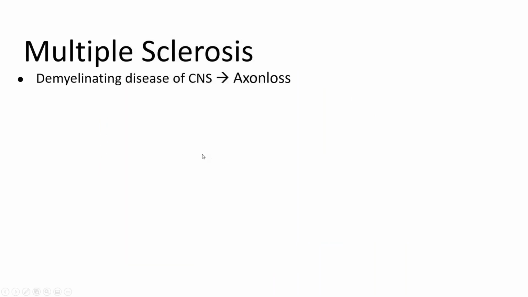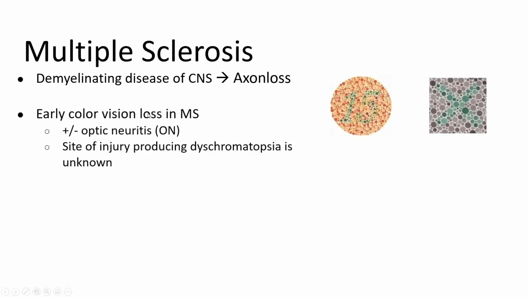Like I mentioned earlier, multiple sclerosis is one of the few conditions where color vision is routinely evaluated in our practices, and it is a demyelinating disease that affects the central nervous system and results in axon loss. And so early color vision loss is seen in multiple sclerosis with or without optic neuritis. Typically we use one of these hard-to-read Ishihara color plates to evaluate this. But the site of injury of how color vision is lost in multiple sclerosis is not entirely known.